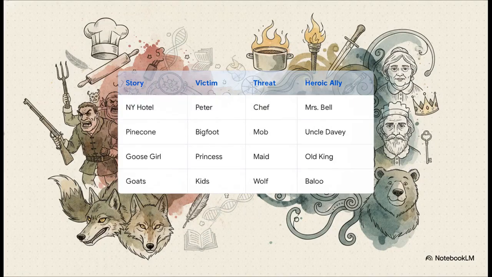And this brilliantly illustrates what happens when we map these distinct stories out side by side. The pattern instantly emerges. Every single protagonist faces a very specific, overwhelming threat. We're talking an angry hotel chef, prejudiced townspeople with rifles, a treacherous chambermaid, or a calculating wolf. And crucially, every single one of them requires a heroic ally to survive the ordeal. That's the overarching pattern we're analyzing today, step by step.